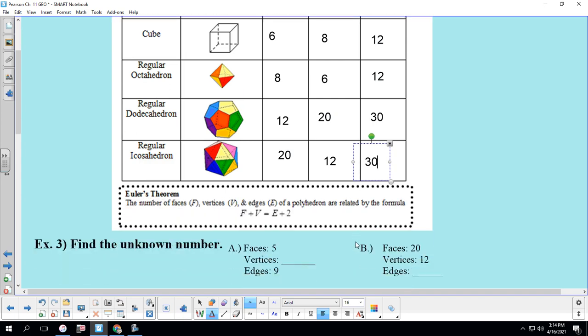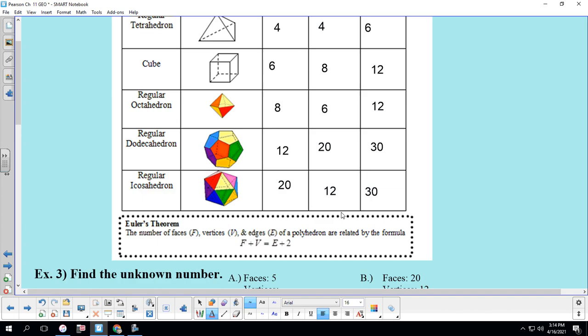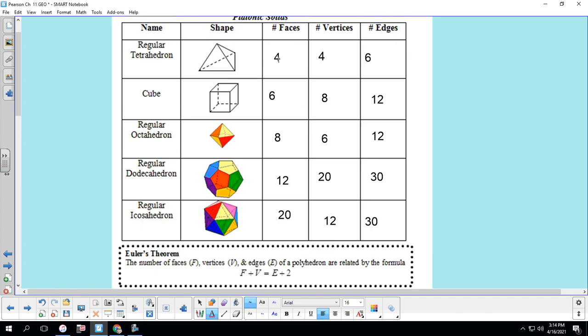There is a relationship, so you don't have to memorize all these. There's a relationship for the number of faces, vertices, and edges. So make sure you highlight this. It's your number of faces plus your vertices is equal to the number of edges plus 2. So if you look at our scenarios here, 4 plus 4 is 8. That is equal to 6 plus 2. Oh yeah, 6 plus 2 is 8.